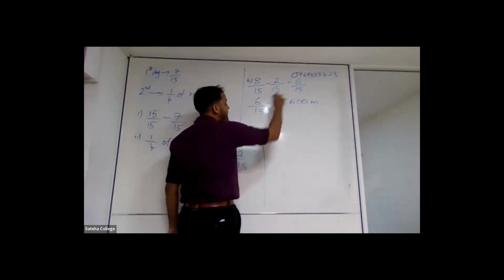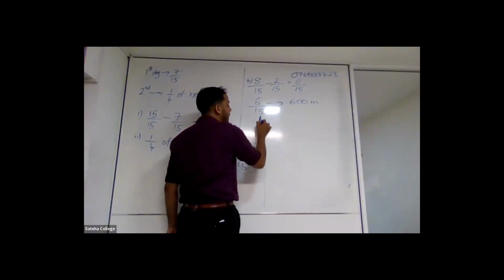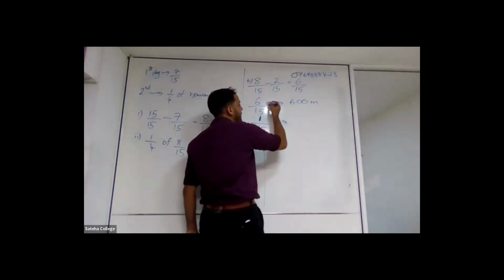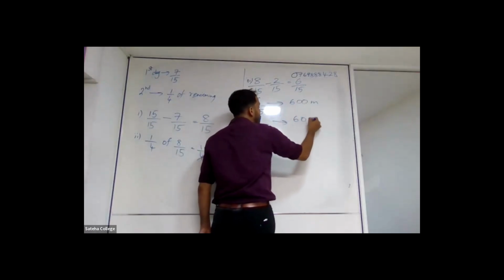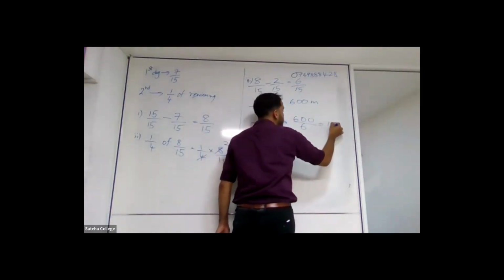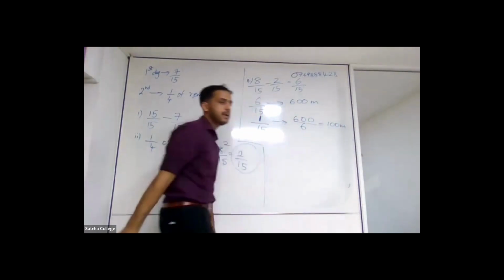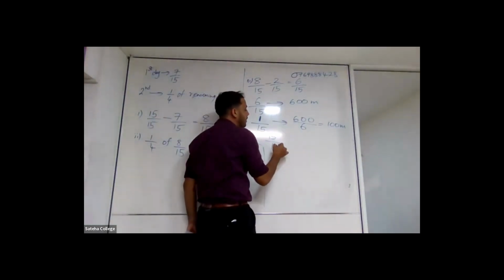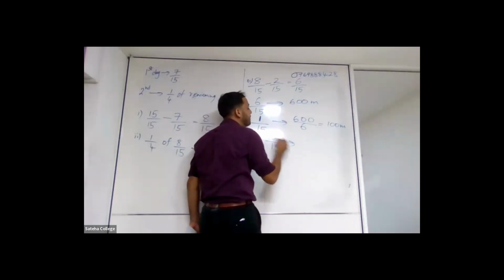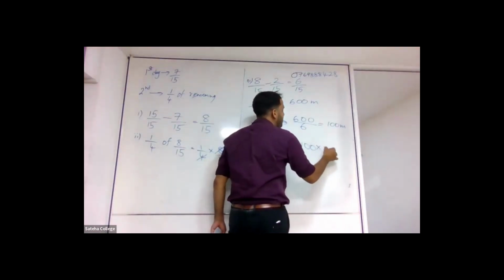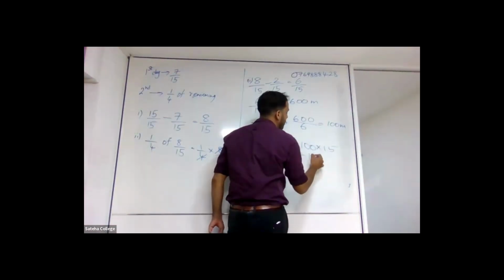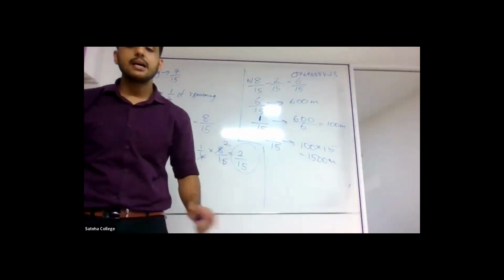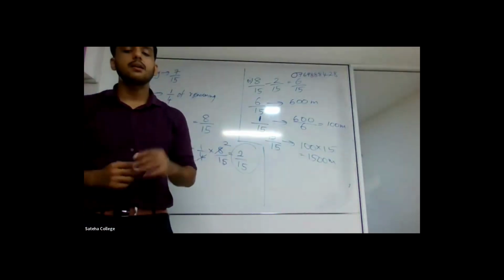So if 6 parts is 600 meters, how much is 1 part? Right? So 1 part, 1 over 15, how do you find that? If 6 parts is 600, 600 divided by 6, that is equal to 100 meters. So 1 part is 100 meters. To find the total length, how many parts? 15 parts. So 100 multiplied by 15. So that is 1500. Okay. That is the total length of the drain.